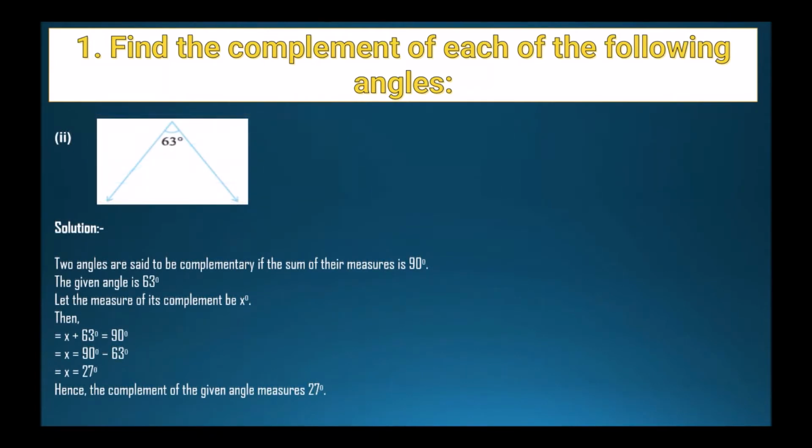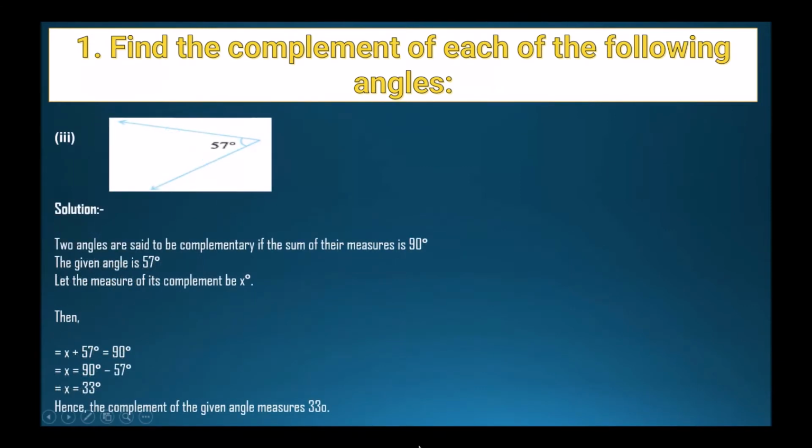Next, we have to find the complement of 63. So we will subtract it from 90. So x plus 63 equals 90. So x equals 90 minus 63, that is x equals 27. So the complement of the given angle measure is 27 degree.